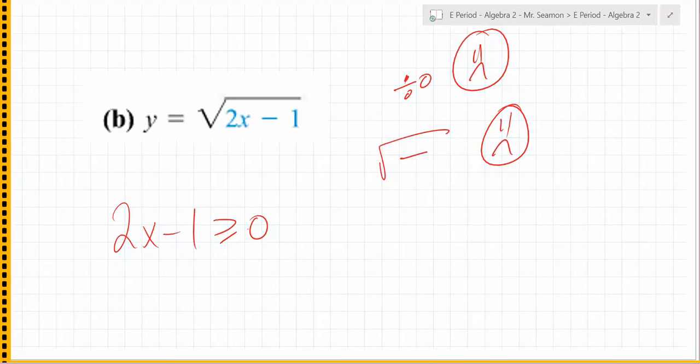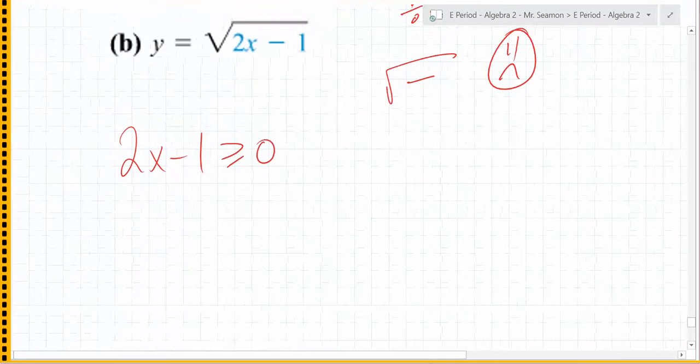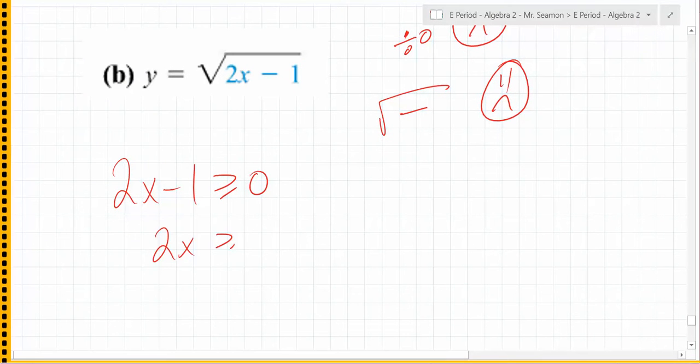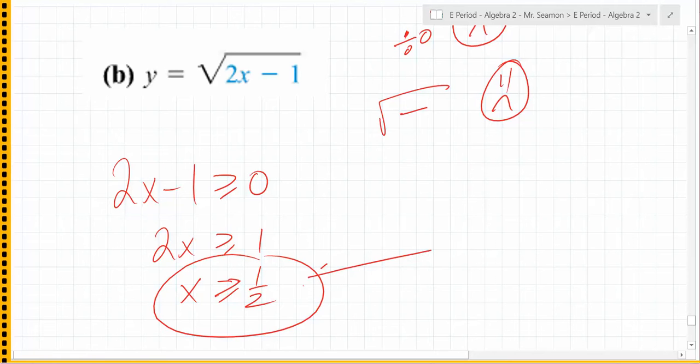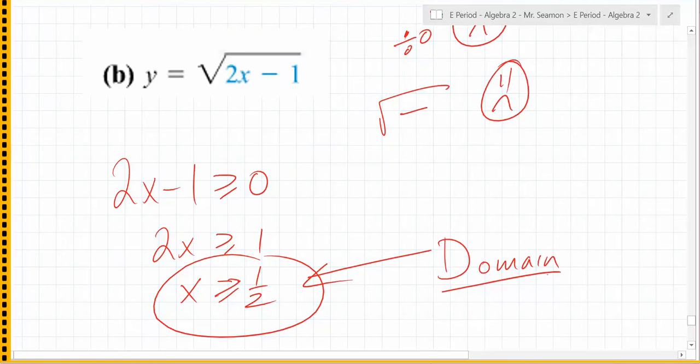Can you solve this? What do I do first to this, Zoya? Add 1. Then what do I do, Nick? Divide by 2. And what did you just find? Slope? Nope, I'm so sorry. Don't apologize. I'll give you a hint: it begins with a D. It's the domain. You just found the domain right there, because for this to be positive, x has to be greater than or equal to 1/2.